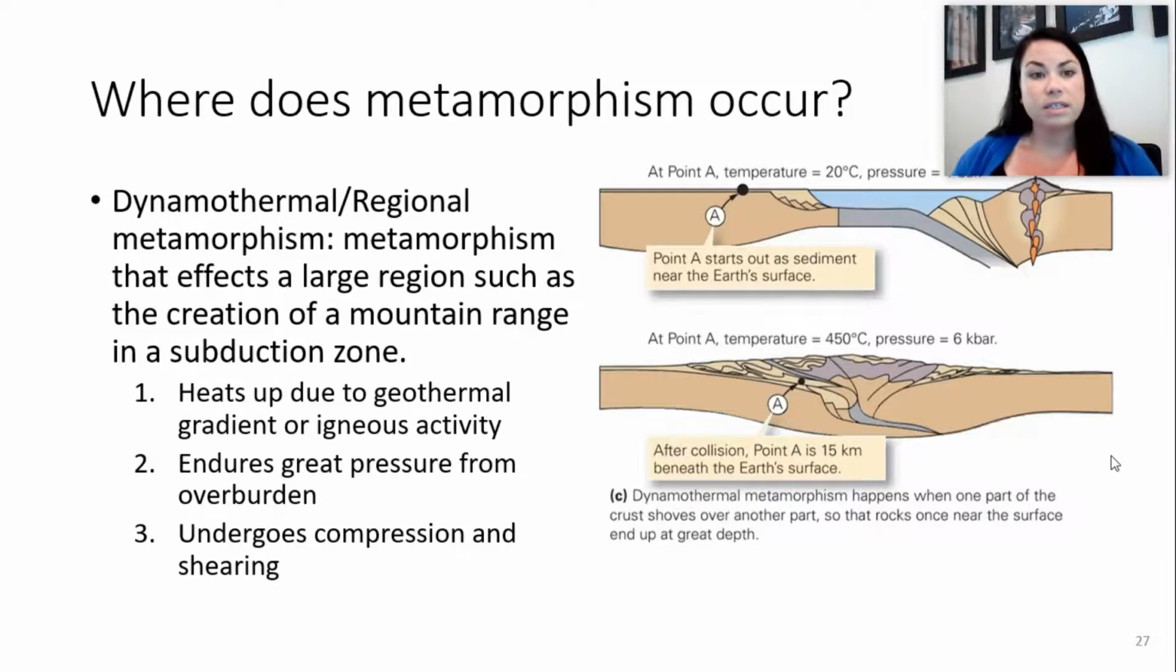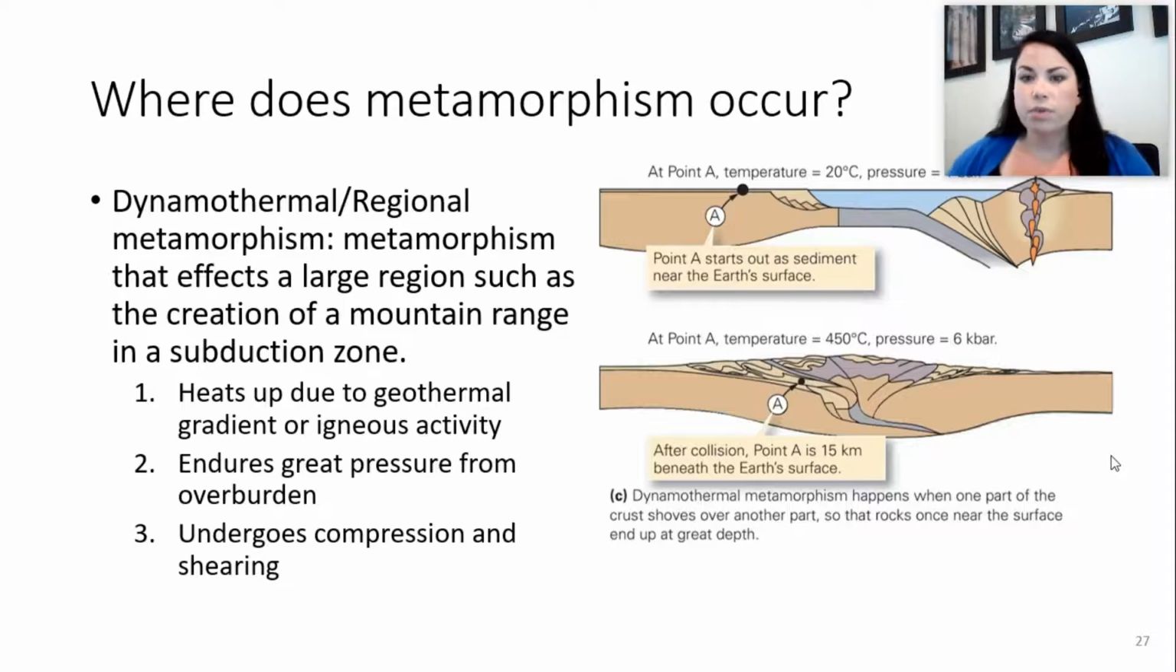So dynamothermal or regional metamorphism is metamorphism that affects a large region, such as the creation of an entire mountain range in a subduction zone. So this is where we have the entire zone, it heats up due to geothermal gradient or igneous activity. Then we have the great pressure of an overburden. And then as it gets buried, it can undergo stress like compression or shearing.